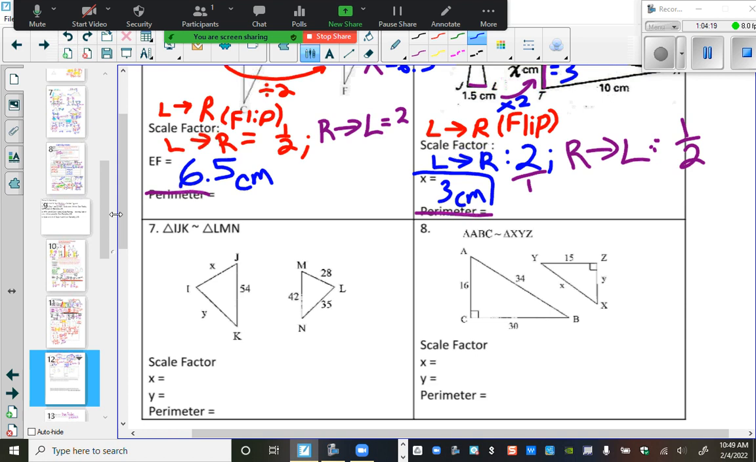Now again, whenever you have your triangle similarity, always write one set on top of the other. Again, let's cross our perimeter. We don't need to do that. We're not going to do that.